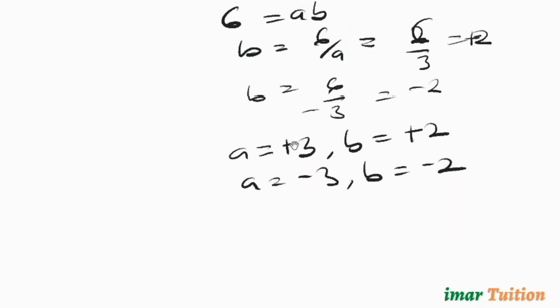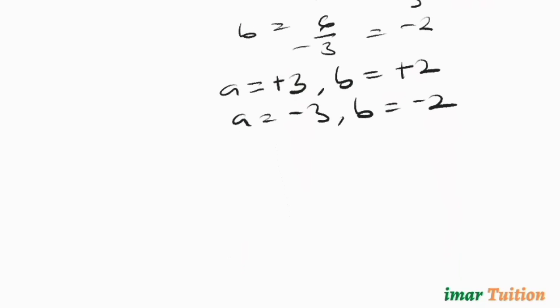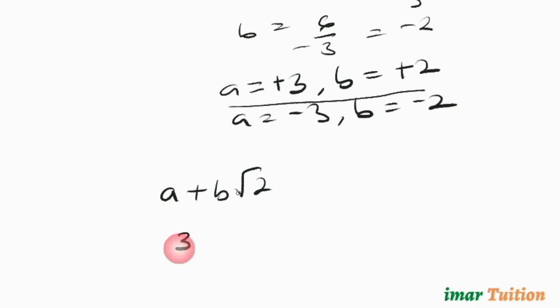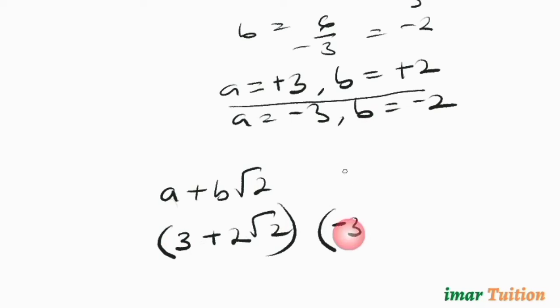So the answer to the square root, which is a plus b root 2, is equal to, if you take this one, 3 for a plus 2 root 2. That's one, and the other one is minus 3 for a minus 2 root 2.